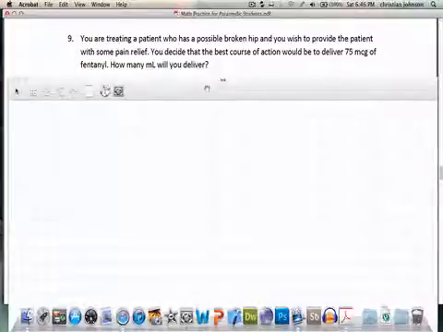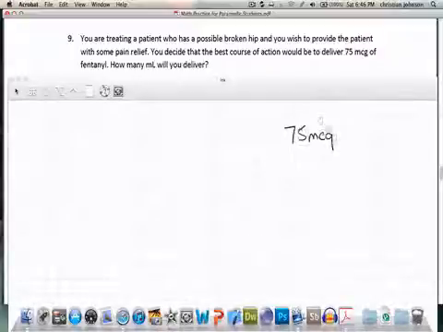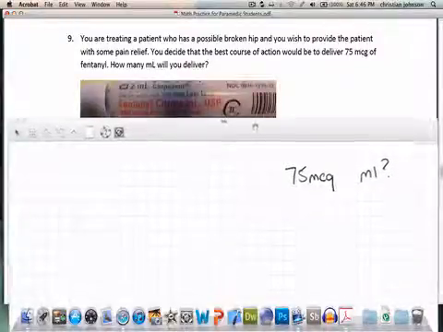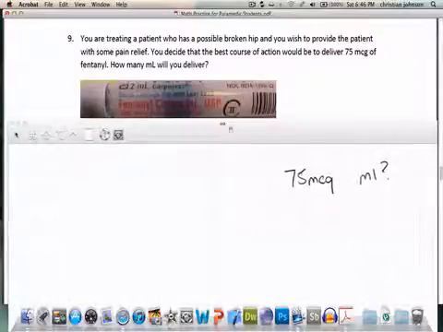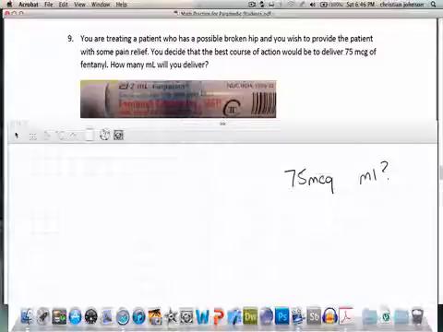You're treating a patient who has a possible broken hip and you want to give some pain management. You decide that the best course of action would be to deliver 75 mcg, micrograms of fentanyl. How many milliliters will you deliver? So the problem is asking you for milliliters. Well, let's see what we got here. We got 100 micrograms of fentanyl in 2 mLs. That's how it comes packaged.